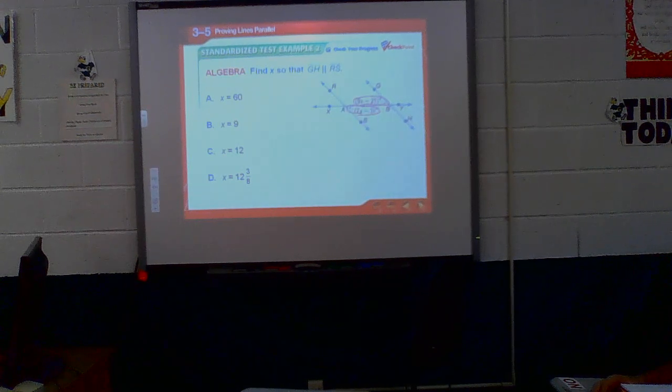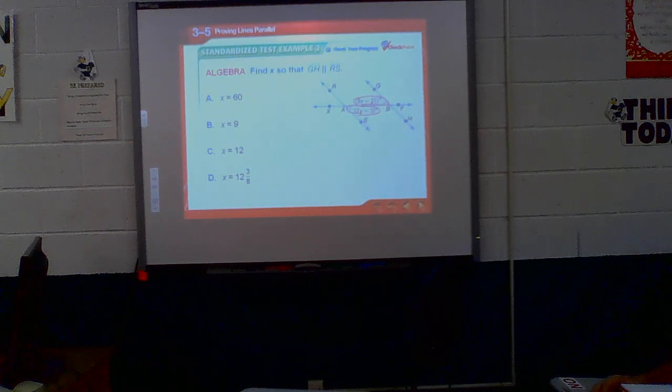But in either case, these two quantities would be considered what? Alternate interior this time. And again, then we would just set them equal to each other and solve. Right here it said solve for X. In the last one it said find a specific angle. Now in these cases, if it's alternate interior, alternate exterior, or corresponding, it doesn't matter what quantity I use, right? Because they're equal to each other.